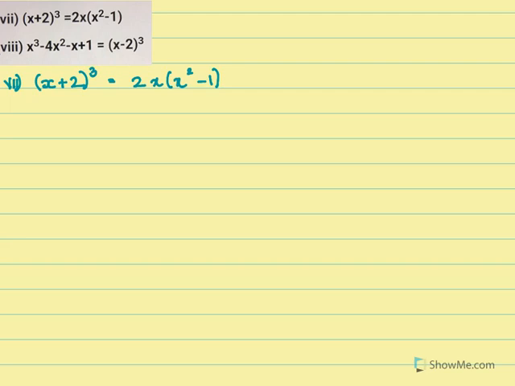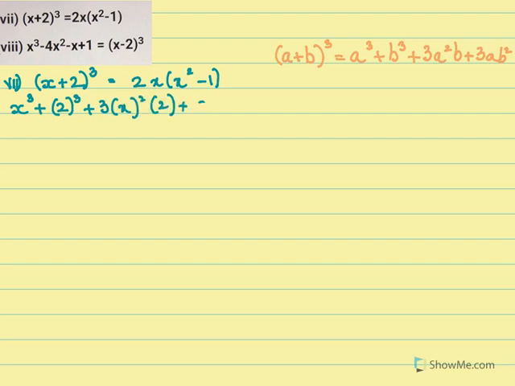Now for the seventh one. If you notice, here is x plus 2 the whole cube. So let's recollect the formula of a plus b the whole cube: a cube plus b cube plus 3a square b plus 3ab square. So now when we're using it here, x plus 2 the whole cube will be x cube, then this is my 2 cube, 3 x square into 2, plus 3 x into 2 square, equal to 2x into x square minus 1.